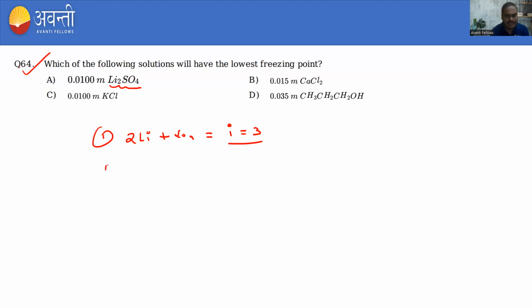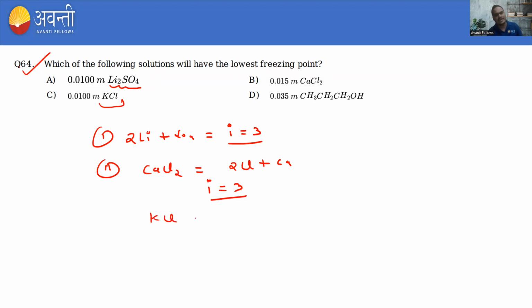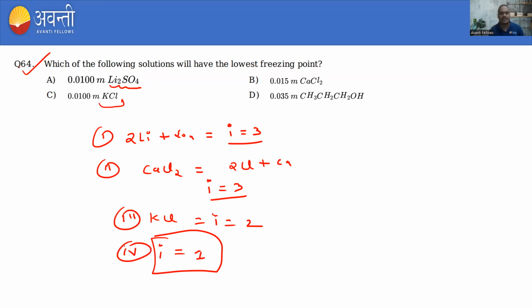Now, in the second case, the value of i is like CaCl2. So here also we have 2 mole of Cl minus and 1 mole of calcium. So here also the value of i comes out to be 3. Now in this case, in KCl, the value of i comes out to be 2. Or in case of CH3CH2OH, the value of i comes out to be 1, because this is a covalent compound now. So in the fourth case, the value of i comes out to be 1. So in this, we have a maximum value of 3.